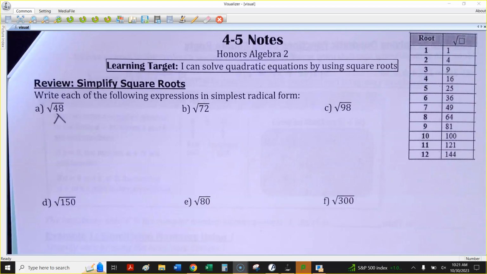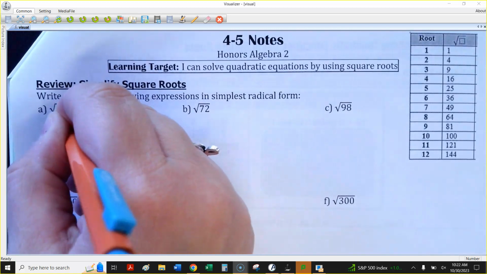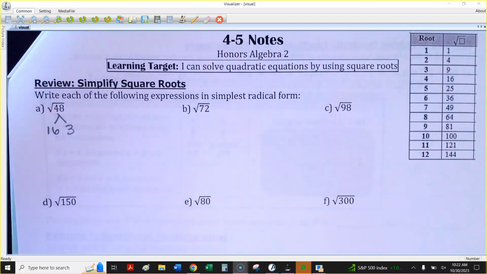If you can find a number on that list that'll go into 48, that would be the best way to do it. Can anybody think of a perfect square that would divide into 48? 16, yeah, okay. If you can't, you can break this down however you want to break it down. There's different ways to do it, but if you can find one that's a perfect square, that would be ideal.